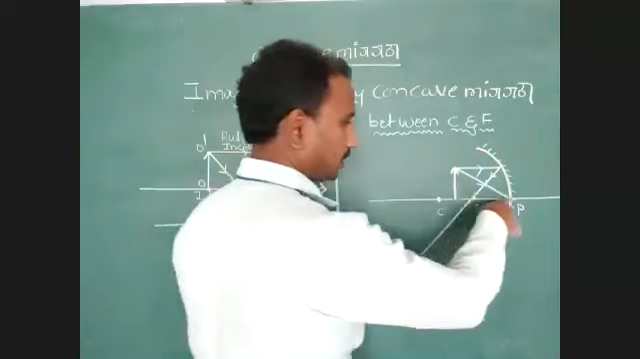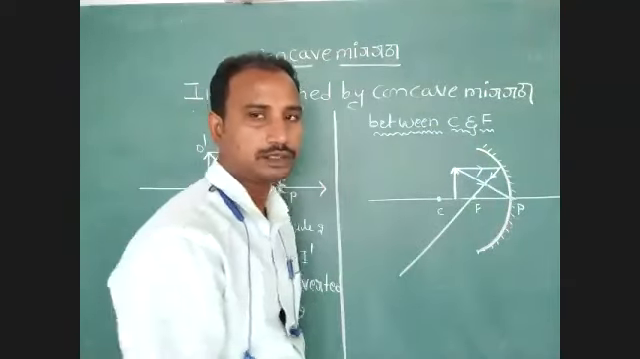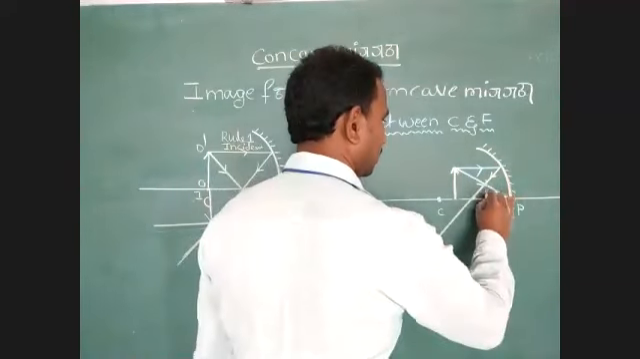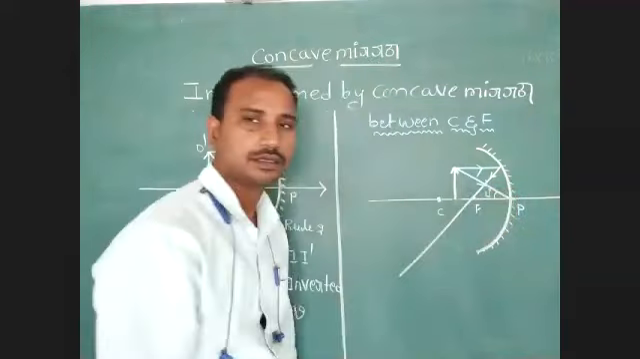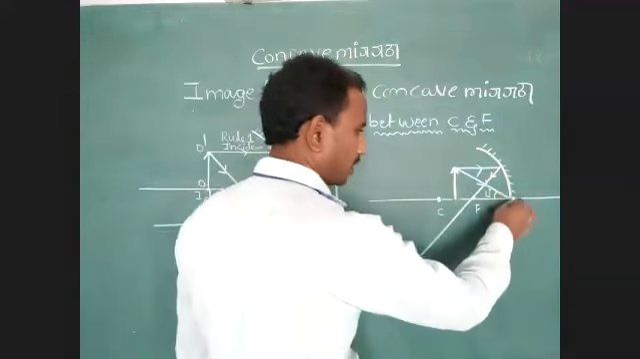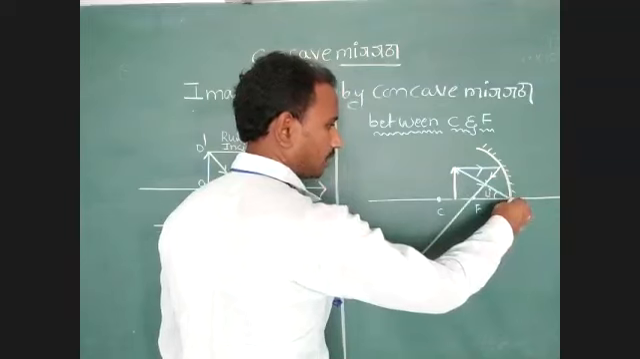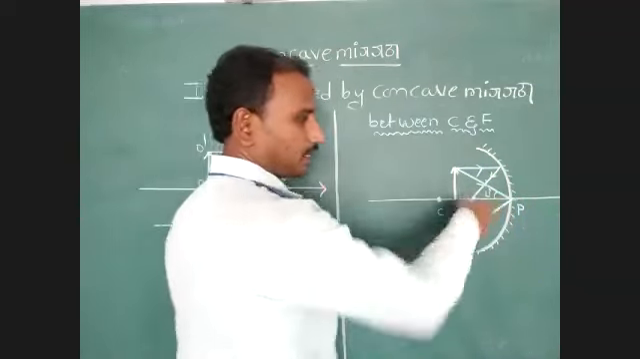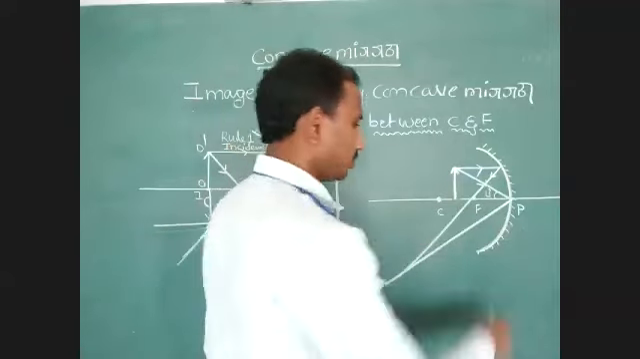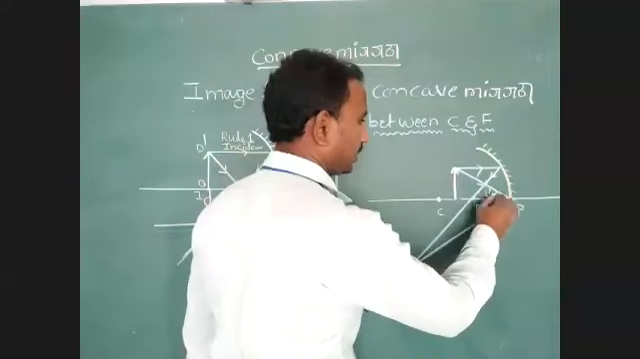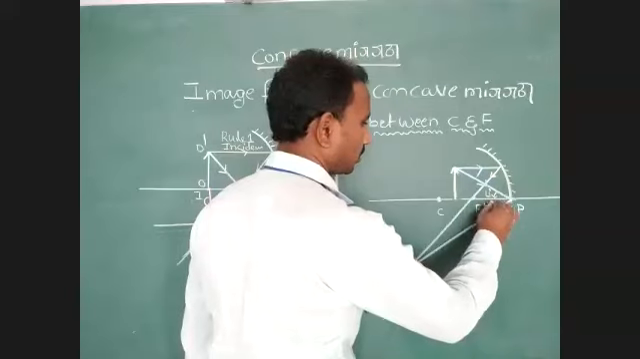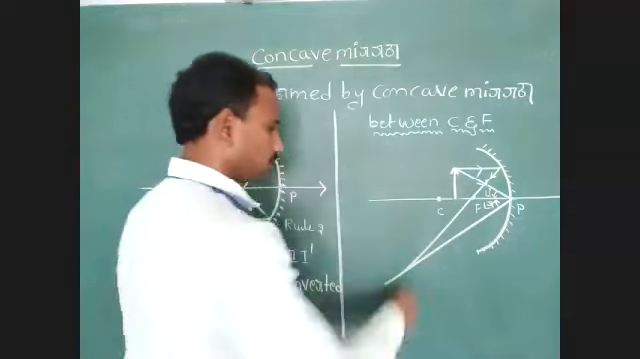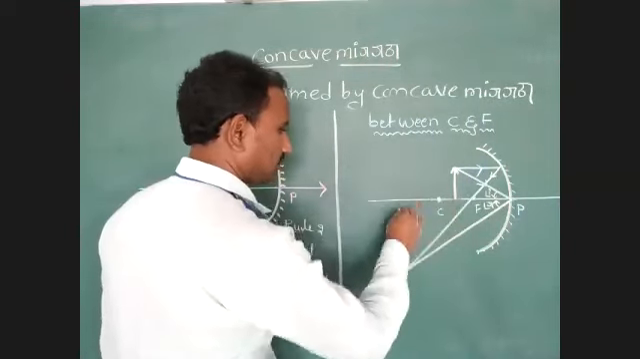Next, here apply the law of reflection, fourth rule. If a ray of light makes angle i with respect to the principal axis, after reflection, the reflected ray also makes the same angle with respect to the principal axis. So here we can identify angle i equal to angle r. Then the image is formed beyond the center of curvature.